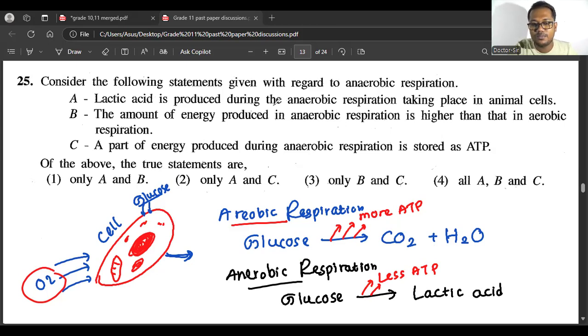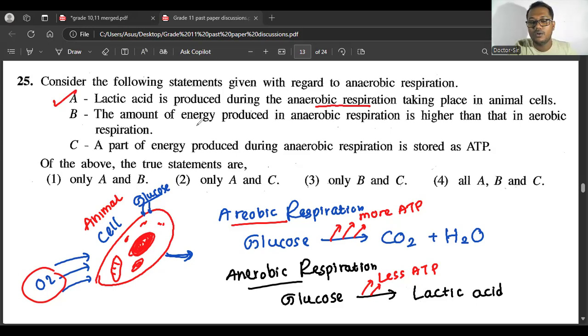So lactic acid is produced during the anaerobic respiration taking place in animal cells. Yes, in the animal cells. So in the animal cells, they are producing lactic acid. In the plant cell, if they don't have much oxygen, they produce what? Ethyl alcohol, right? So this is about the animal cell. So A is correct.